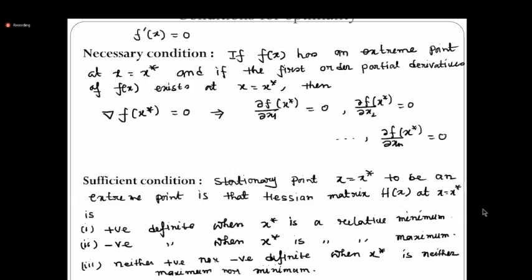Yes. Let me ask you, instead of positive definite, if it is positive semi-definite, then what will be the nature of x star? Anyone? Instead of positive definite, if it is positive semi-definite, then what will be the nature of x star? Anyone?